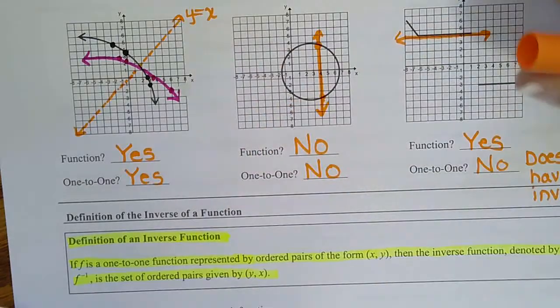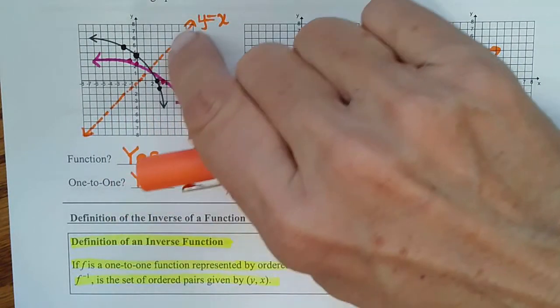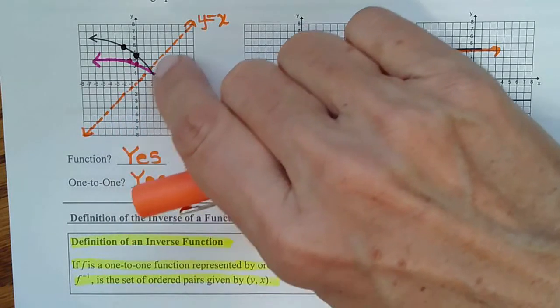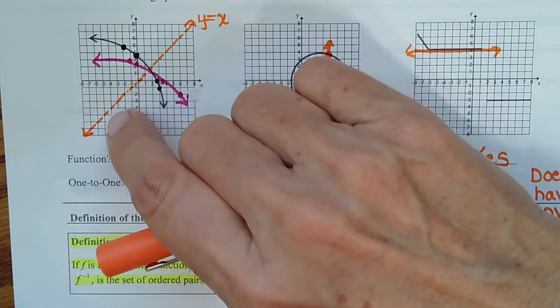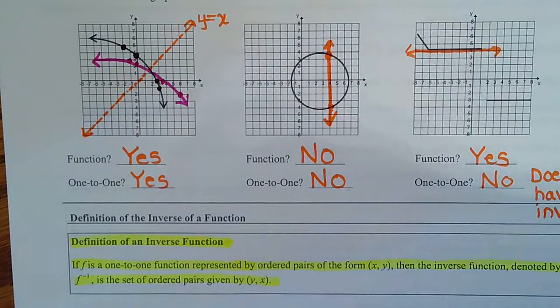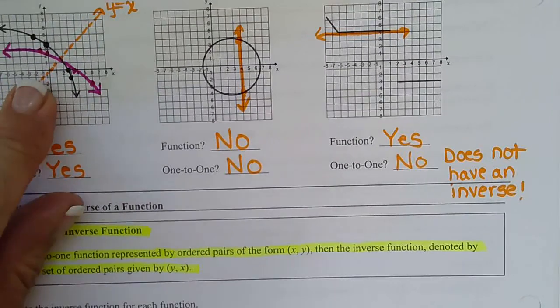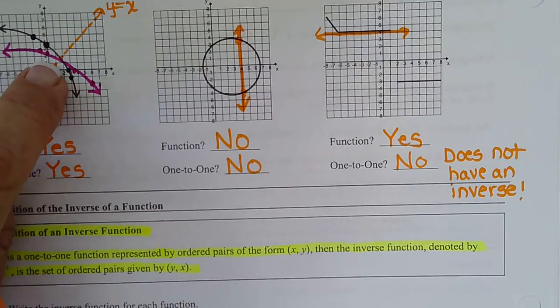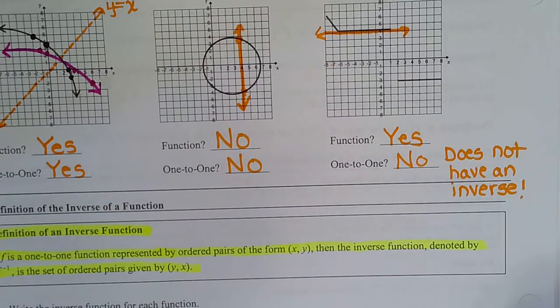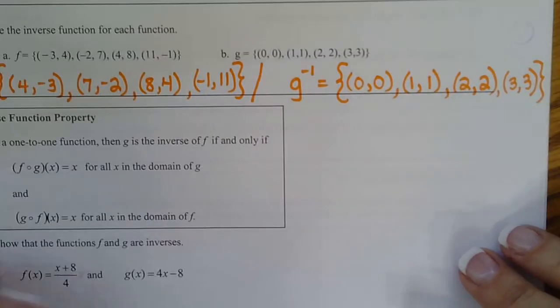And do you know why? All those points are on this line. So if an inverse is described as a reflection about this line, well, if all the points lie on the line, they reflect on top of themselves. So that's what this is. If you look, (0, 0), yep, right there. (1, 1), yep, right there. (2, 2), yep, right there. So all those points would be on that orange line, and that's why they would be their own inverse.